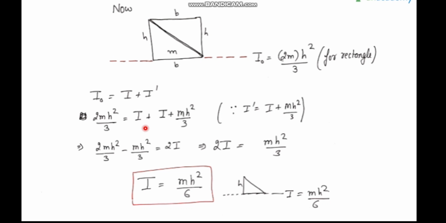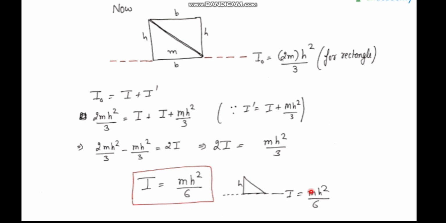I we wanted to calculate. I dash we have evaluated on the previous page as I plus mh square by 3. So I replace I dash with I plus mh square by 3. I take this mh square by 3 to the left hand side. So 2mh square by 3 minus mh square by 3 is equal to 2I. That is, mh square by 3 is equal to 2I, and that gives you I is equal to mh square by 6. So for any right angled plate, the moment of inertia about this edge will be mh square by 6, where h is the height.